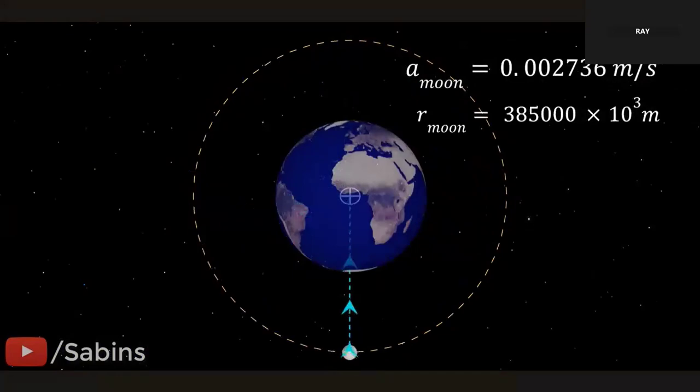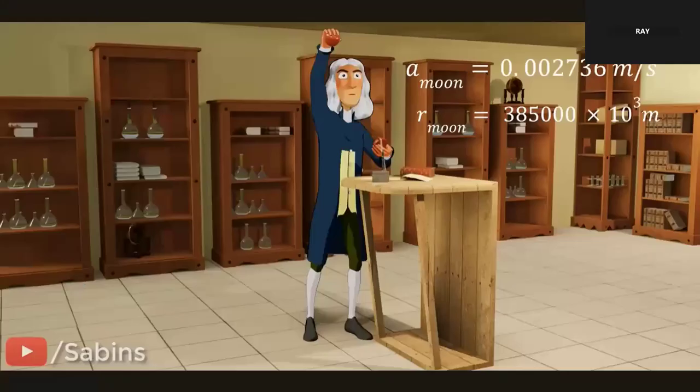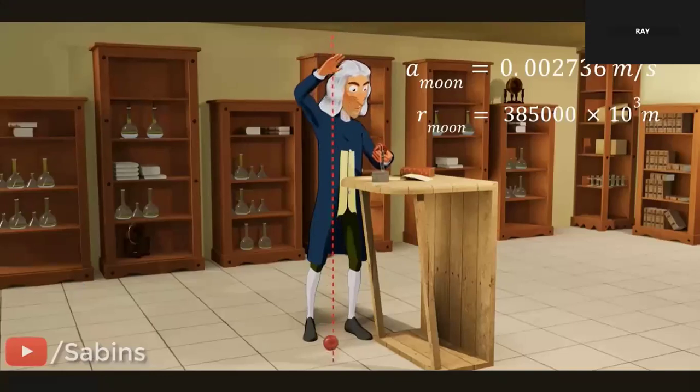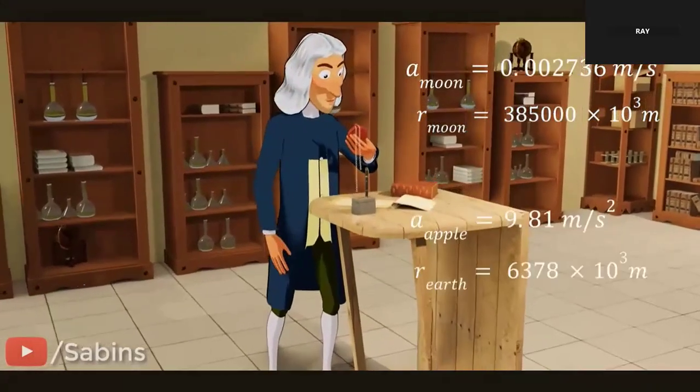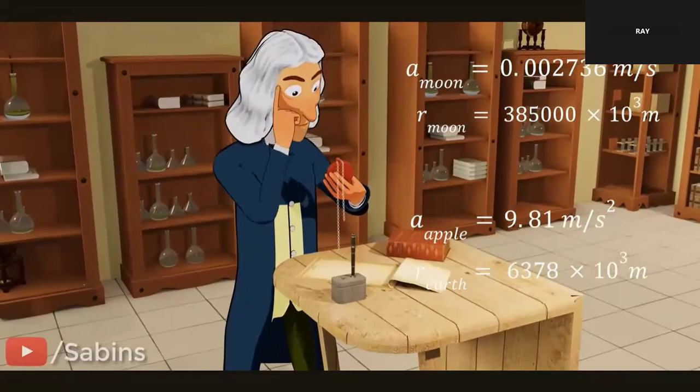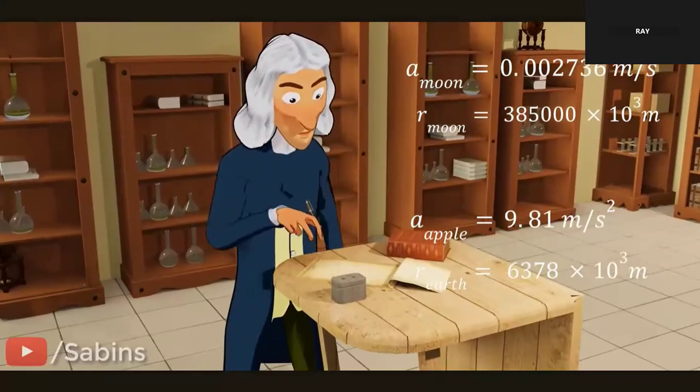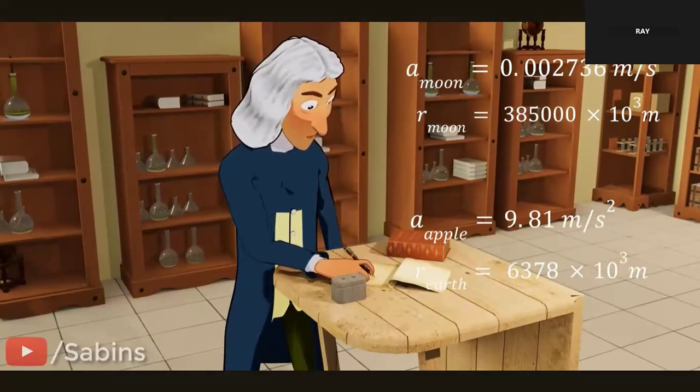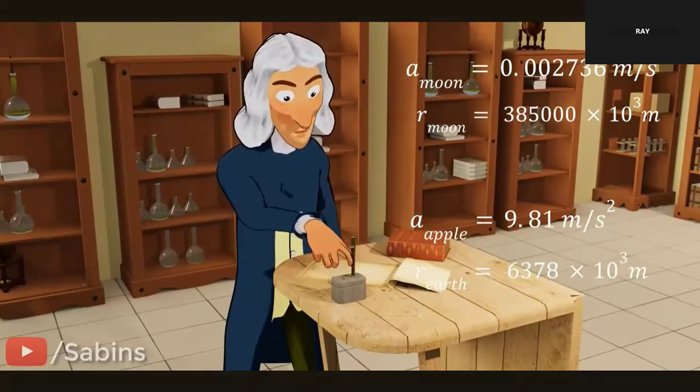The force acting on the apple near to the Earth's surface can be easily calculated by measuring the apple's acceleration. The value of this acceleration is 9.81 meter per second squared. Newton compared these two acceleration values with the distances from the center of Earth. Can you spot any connection between these four numbers?